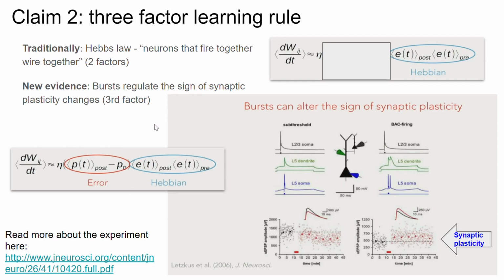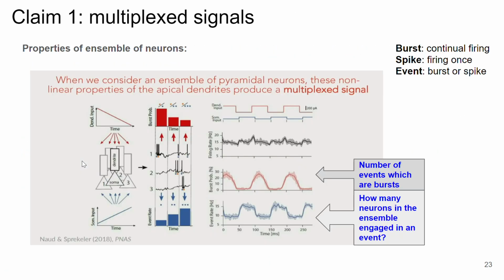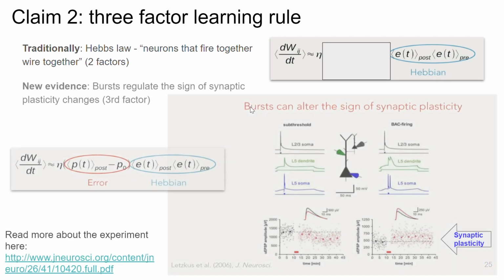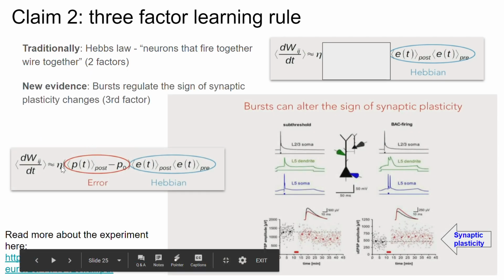So the argument here is that there is an additional term which is the burst probability. P of t is the burst probability minus a baseline, but let's ignore that for now. The idea here is that the burst probability is influencing how you learn. It's regulating how you learn. So previously the burst probability was encoding your dendritic input, which we were thinking was top-down credit related information. So this is an argument on how your top-down credit related information is affecting how you learn.